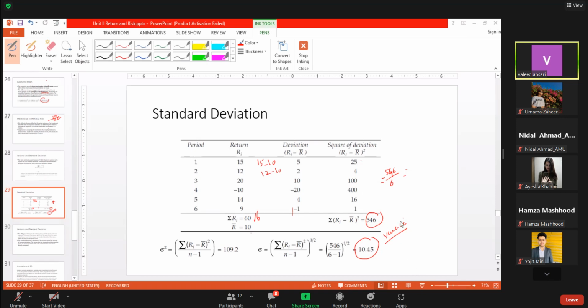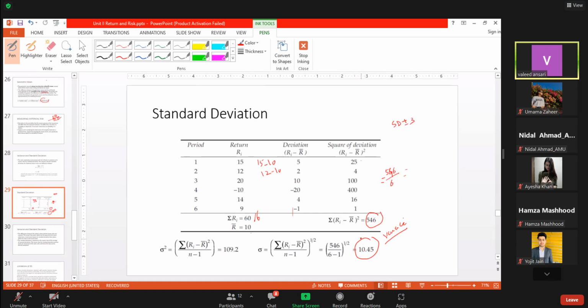10.45. We have taken the square root already here. So in this way, the standard deviation is calculated. We can use variance also, and you will see that in portfolio risk calculation we will use variance as well. The important thing is that one distribution which you may be aware of, normal distribution, states that all the observations may lie between plus minus 3 standard deviations.